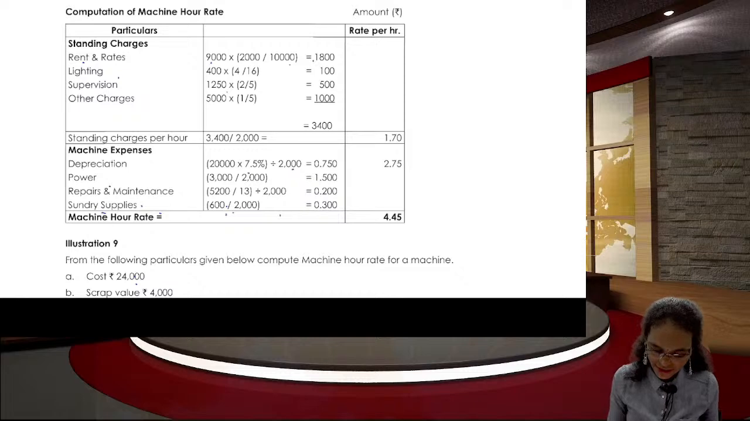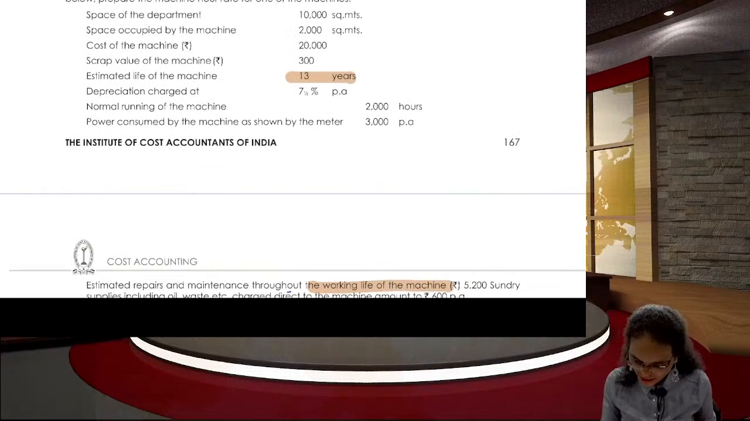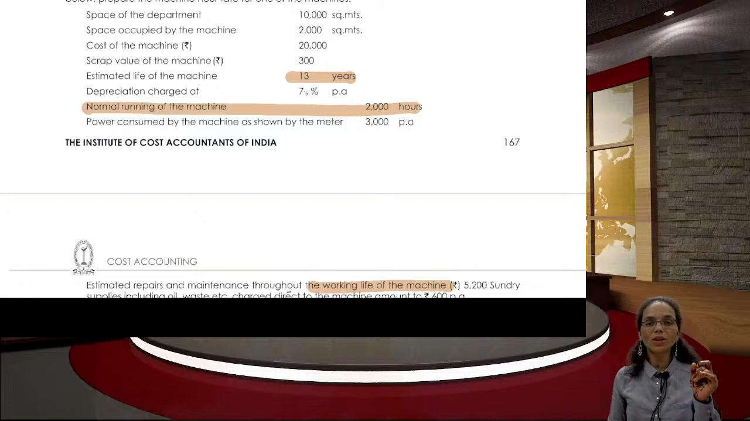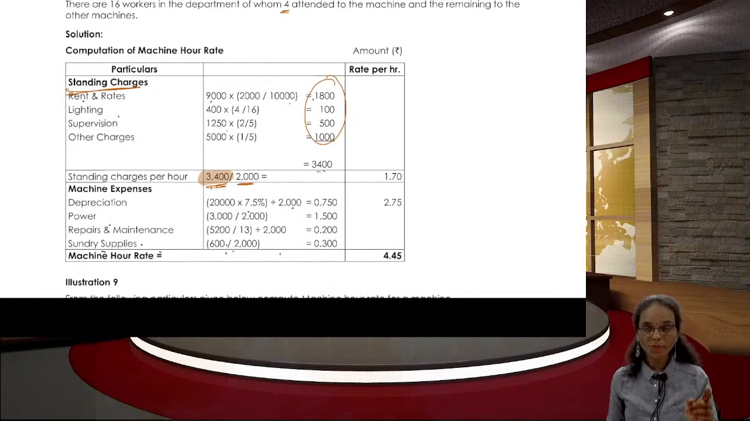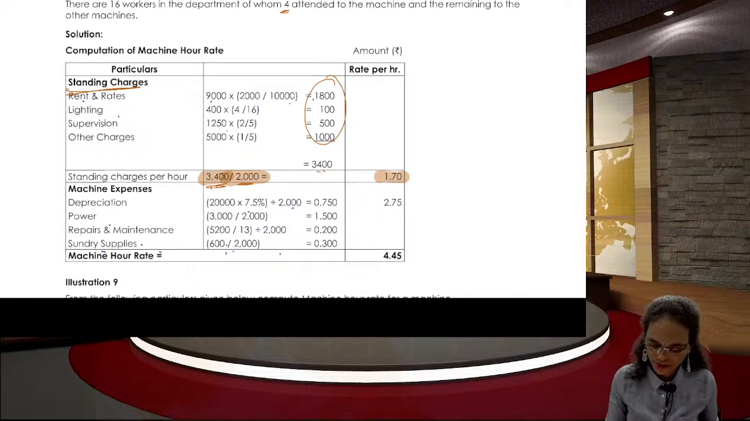Right. Next, this is the standing charges. Standing charges is nothing but the fixed charges. You got 3,400 for 2,000 hours. From where did I get the 2,000 hours? See, this is given in this question. Normal running of the machine is 2,000 hours. So the standing cost you incur should be charged for the normal running hours, that is 2,000 hours. So 3,400 rupees divided by 2,000 hours, you get 1.7. Right.